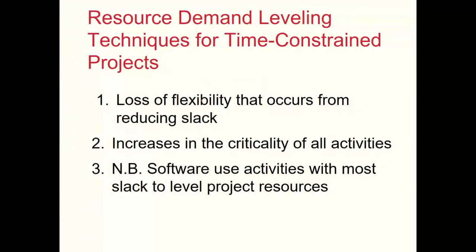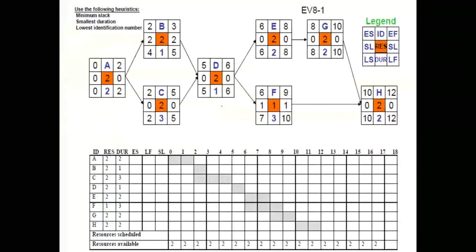Some of the challenges which we may encounter are, firstly, as we start to level our resources, a loss of flexibility that occurs from reducing the slack. So basically we are eating into the slack, so the project is becoming more sensitive and more critical. Secondly, an increase in the criticality of all activities, so all the activities eventually become critical and could not be delayed. And software uses activities with more slack to level project resources. Okay, so I think we have done that.